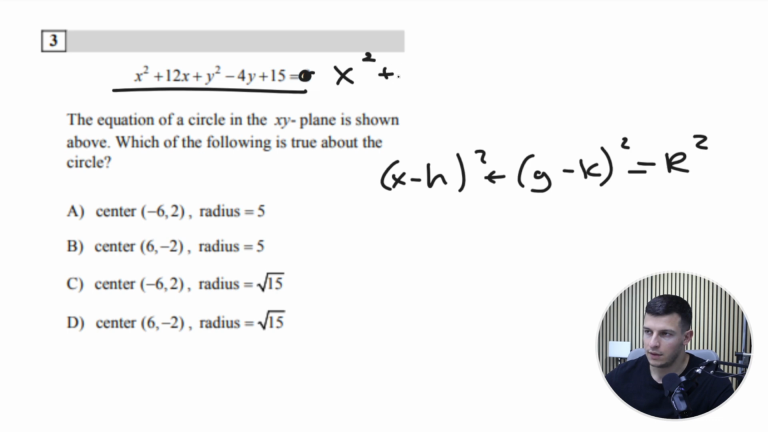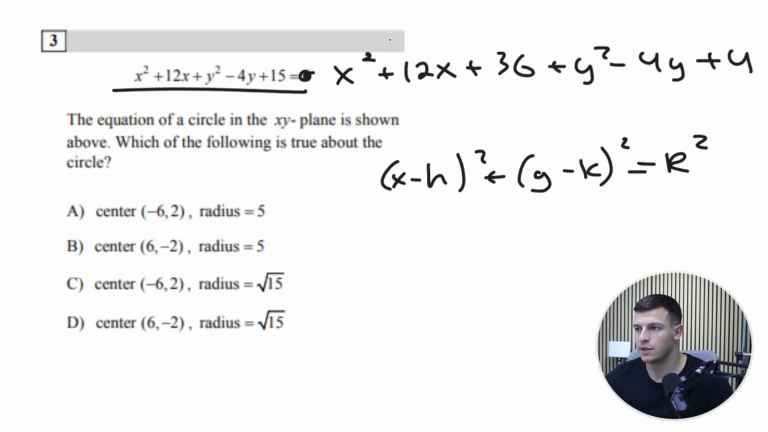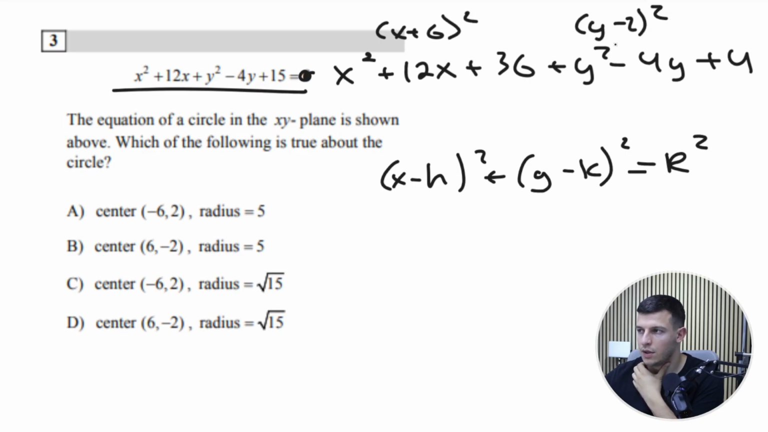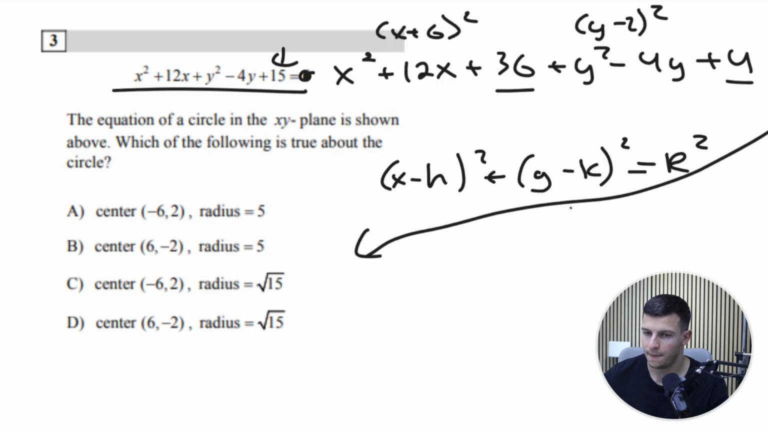x squared plus 12x plus 36, y squared minus 4y, and I think plus 4, right? So this can become (x plus 6) squared. This can become (y minus 2) squared. But we need to make sure that 15 is not lost in this process. So these two add up to 40. To get 15, I need to subtract 25.